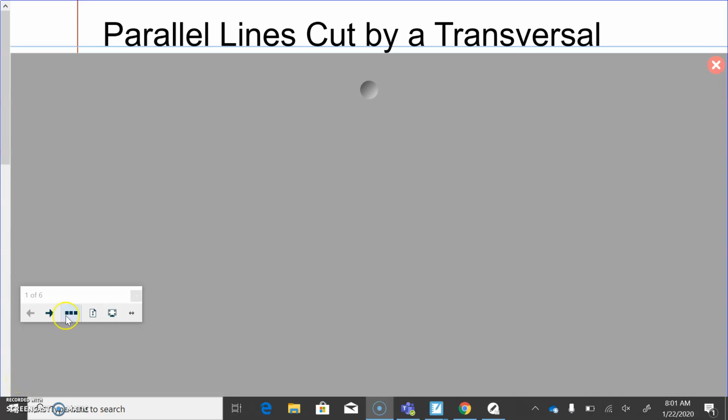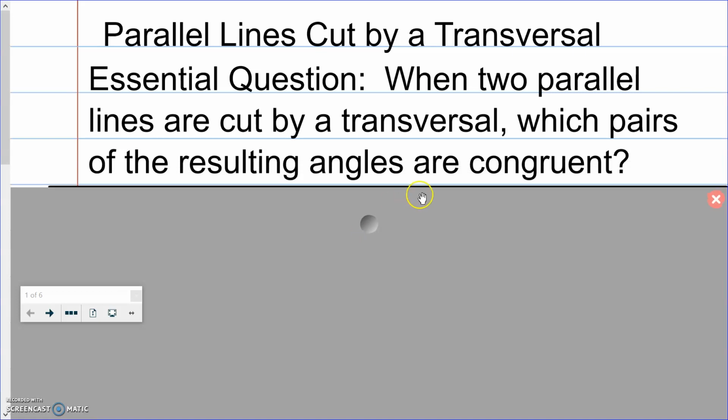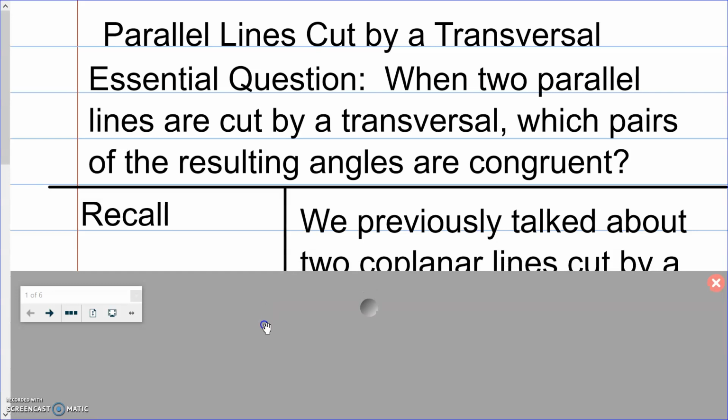Welcome back. Today we'll be talking about parallel lines cut by a transversal. Let's start with our essential question. When two parallel lines are cut by a transversal, which pairs of resulting angles are congruent? So we want to be looking for congruent or equal angles.